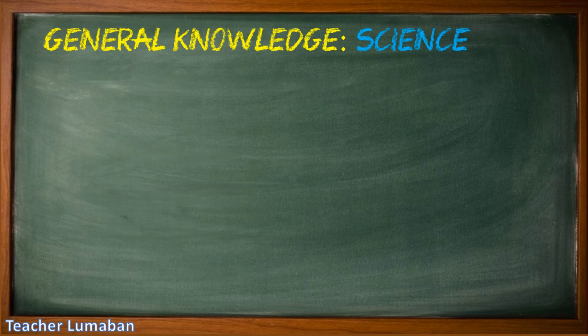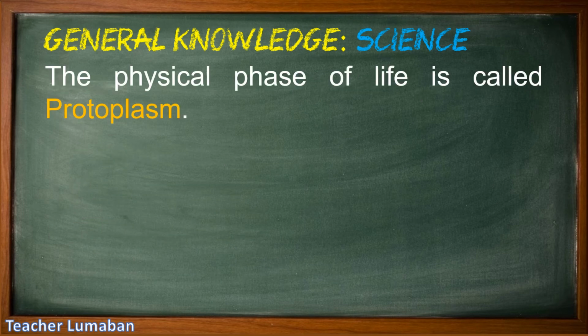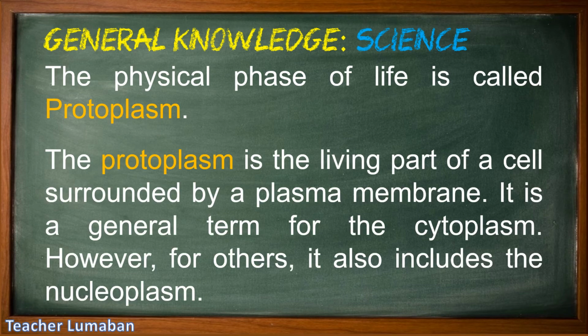The physical phase of life is called protoplasm. The protoplasm is the living part of a cell surrounded by a plasma membrane. It is a general term for the cytoplasm. However, for others, it also includes the nucleoplasm.